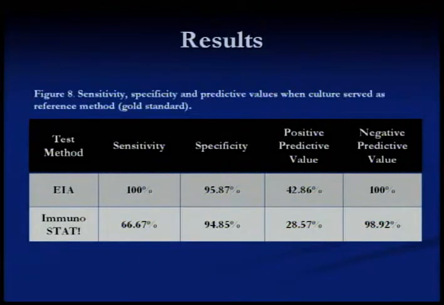Figure 8 depicts the sensitivity, specificity, and predictive values when culture served as the gold standard. The EIA had a higher sensitivity, specificity, and positive predictive value, along with negative predictive value, than the immunocardstat CAMPI, which detected only 2 of the 3 positives.